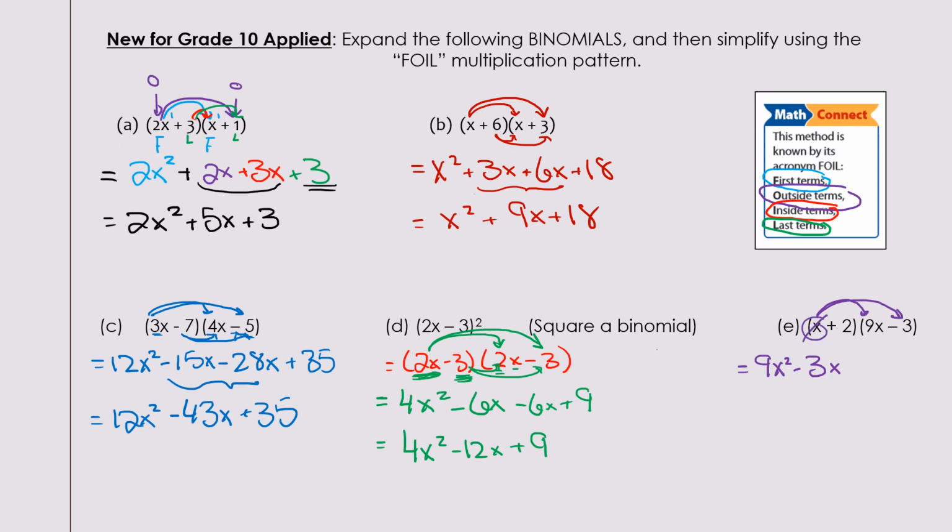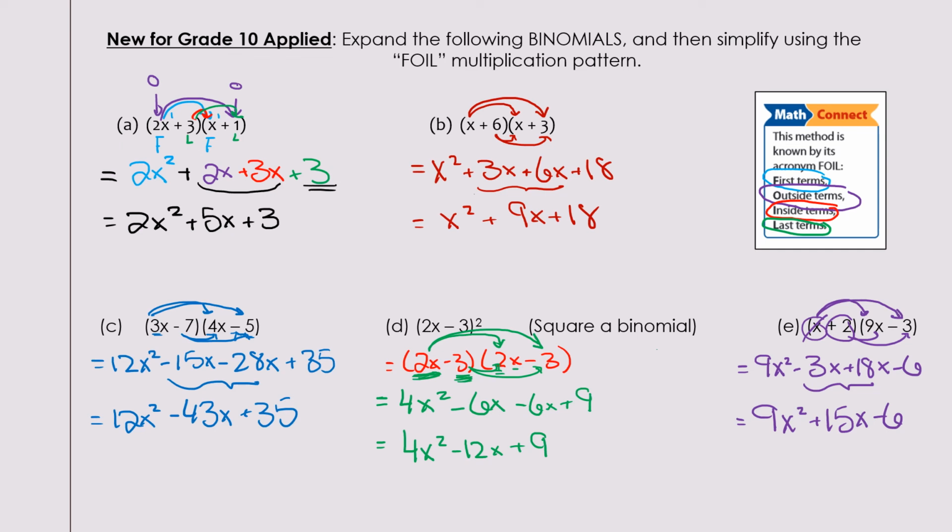Okay, we're done with the x. We did all that. Now we're on to the 2. 2 times 9x is 18x. And 2 times negative 3 is negative 6. Do we have any like terms? Yes, the two middle terms are the same because they're both single x's, so I can collect those like terms and write it as 9x squared plus 15x minus 6.